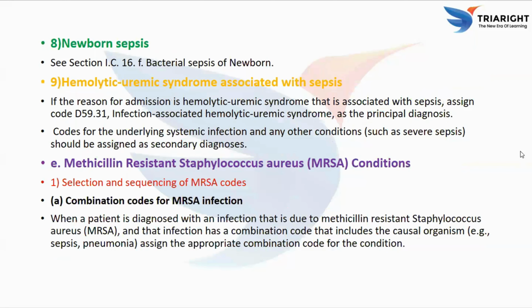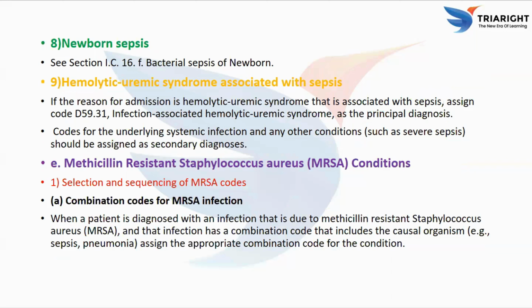So next is newborn sepsis. What the guideline says: for coding newborn sepsis, you must refer to section I.C.16.f, the bacterial sepsis of newborn. So codes come from the P36 category. So what are the points you have to remember here? Newborn sepsis is coded differently from adult sepsis. So you should not use A41 codes for newborns.